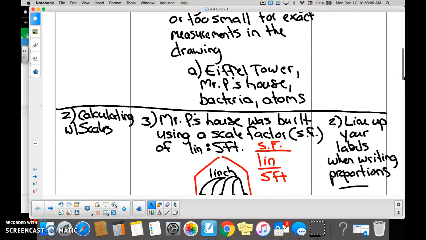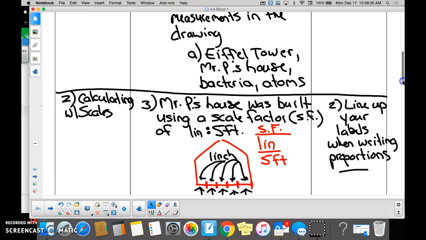Remember, a scale drawing may be much, much bigger than the actual, right? Think science, atoms, molecules, cells, and so on. So sometimes you actually have to take the actual and blow it up. Whereas if you're doing something like the Eiffel Tower or my house, to get it on a drawing, you're shrinking it down to the drawing size, right? Okay, so we're enlarging or shrinking depending on what the object is.